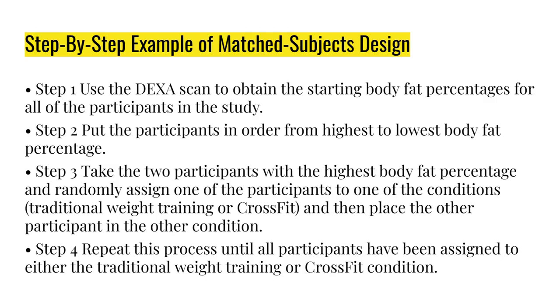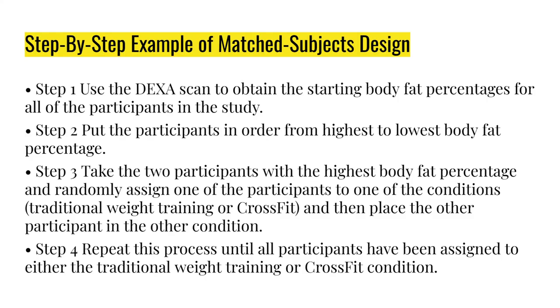Let's put all the participants from the highest body fat percentage to the lowest. Then the first two participants, we'll randomly assign one to be in CrossFit. The other one goes straight to traditional weight training. Then participants 3 and 4 will do the same thing, randomly assign one of them to the traditional weight training, and then we'll put the other one in the other condition. Participants 5 and 6, participants 7 and 8, participants 9 and 10, all the way through the process till everybody's been randomly assigned to each condition.